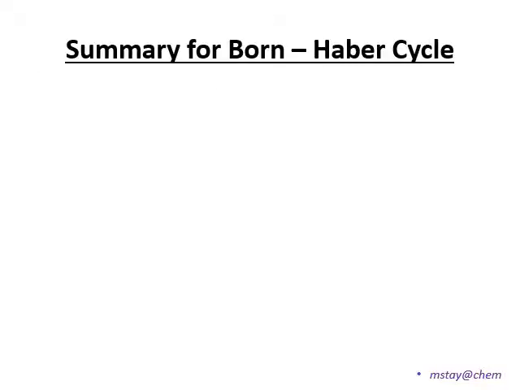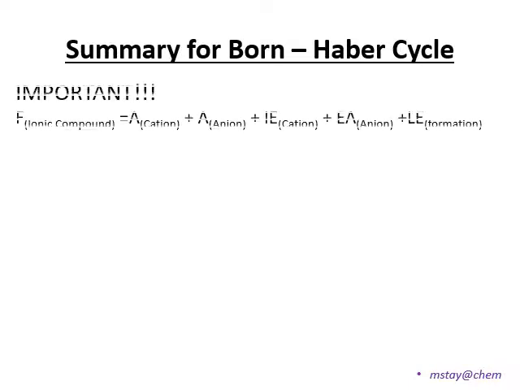Okay, so now let's finish this video with the summary of the Born-Haber cycle. As a reminder from the beginning of the video, we have to remember this formula: formation always equals atomization plus ionization energy, electron affinity, and also lattice energy. The sequence must be followed as this. You cannot mix up the sequence, or later you will find that it is very difficult for you to draw a complete Born-Haber cycle.